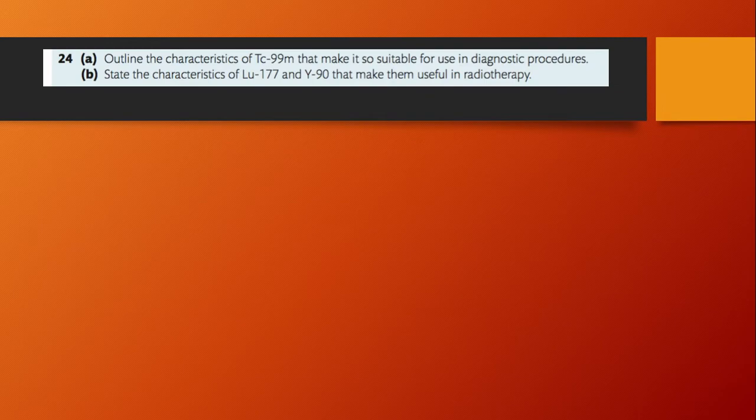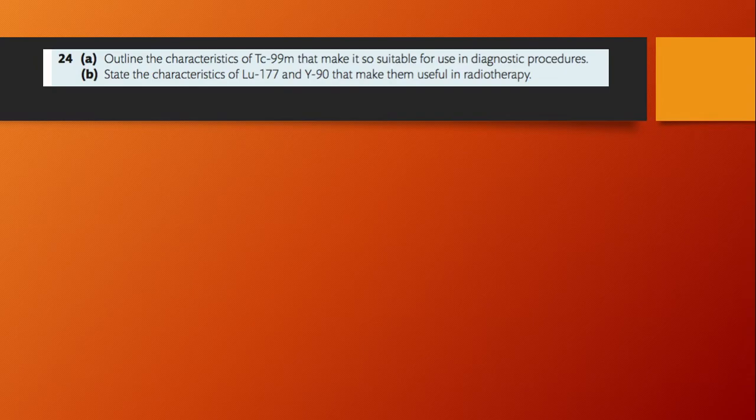All right, let's take a look at some questions to wrap this up. 24A says, outline the characteristics of technetium-99 that make it so suitable for use in diagnostic procedures.